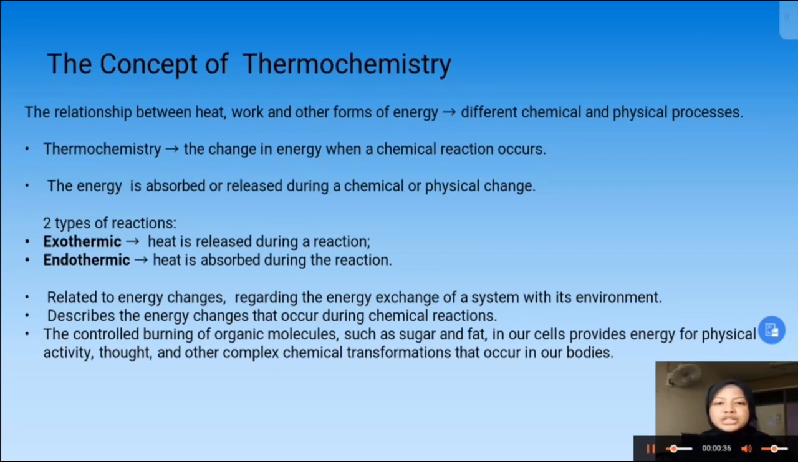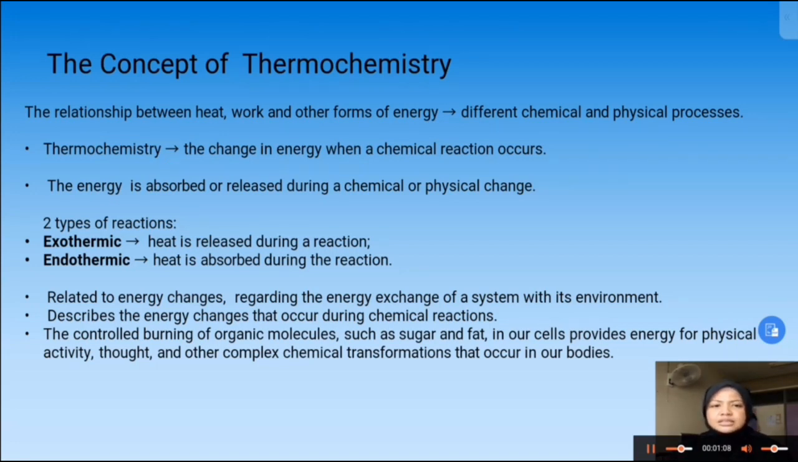So thermochemistry has two types of reaction. First, exothermic, meaning heat is released during the reaction, and secondly, endothermic, where heat is absorbed during the reaction. Thermochemistry is also related to energy changes regarding the energy exchange of a system with its environment. It is also one of the branches of chemistry that describes the energy change that occurs during a chemical reaction.